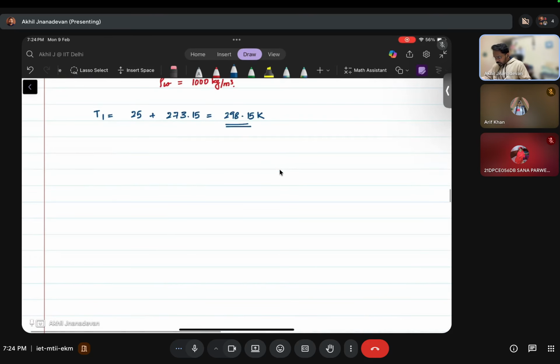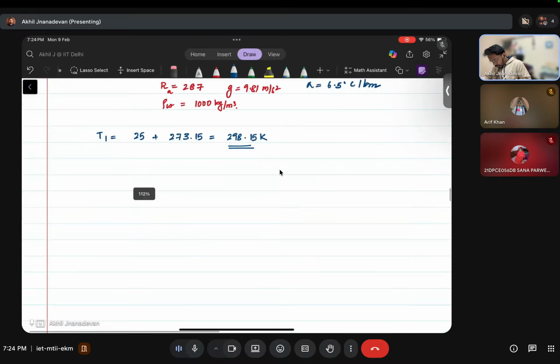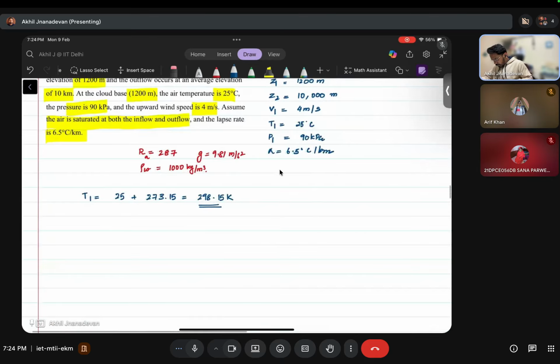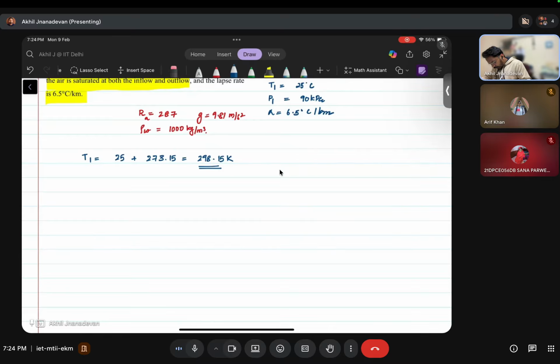And so that is the temperature. So we will be calculating the properties. All properties we will be calculating at location one. So we already got T1, it is given.